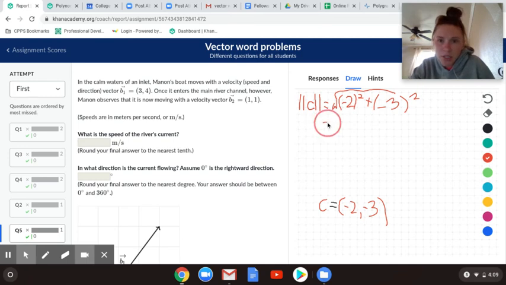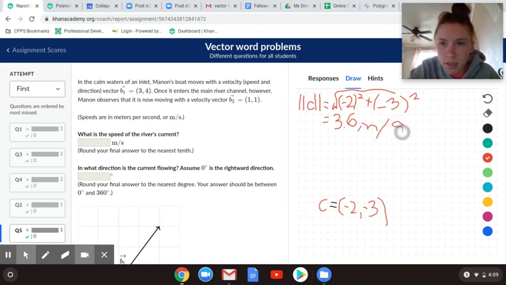Okay, and I put that together on my calculator. I should get, what did I get on my calculator? I don't even remember. 3.6, square root of 13, 3.6. Okay, so that would be my meters per second. That's how fast the current is going. I'll go ahead and put that: meters per second. Okay, and then to find the angle, you guys know you have to take the inverse tangent of y over x.